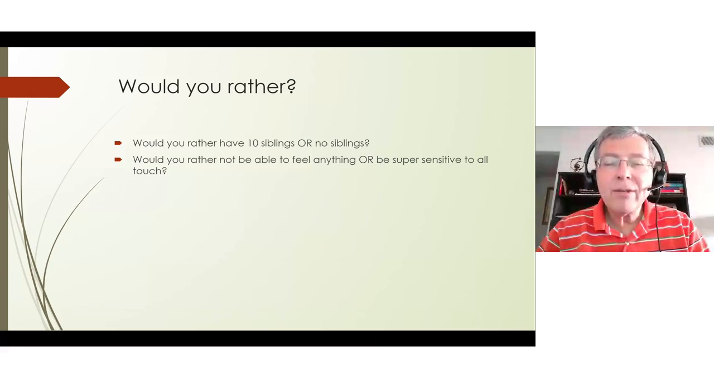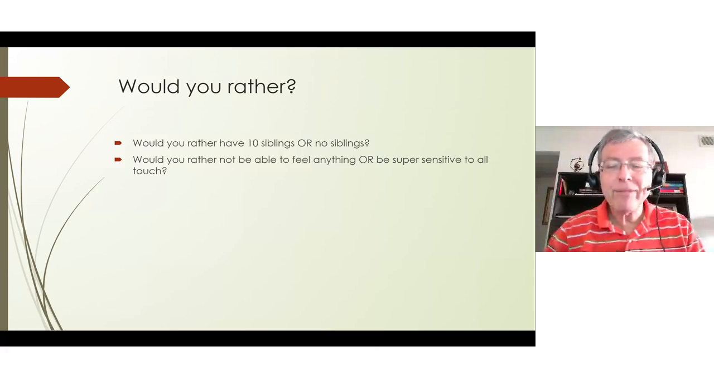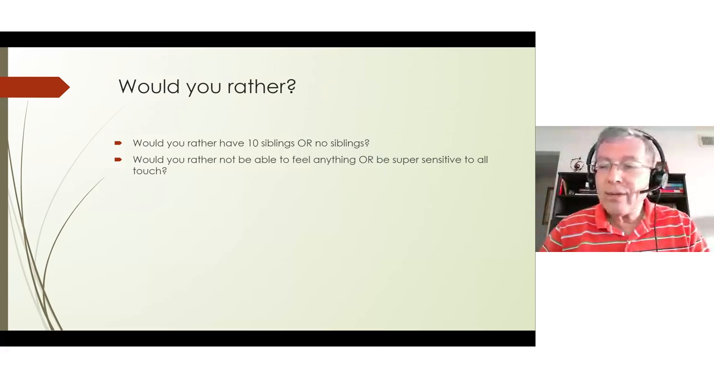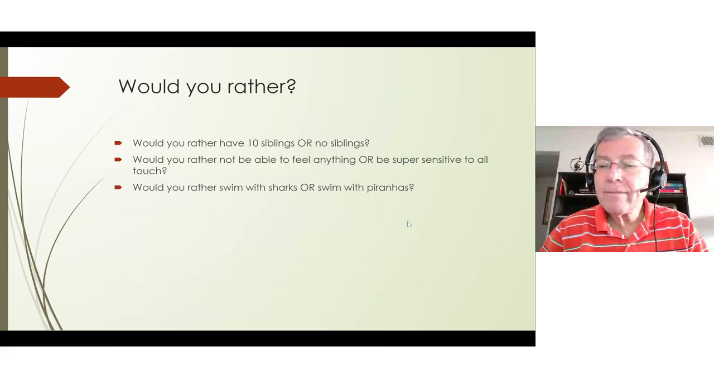Number two, would you rather not be able to feel anything or be super sensitive to all touch? So we will go on from here. Oh, third one. Would you rather swim with sharks or swim with piranhas? I go with the piranhas.